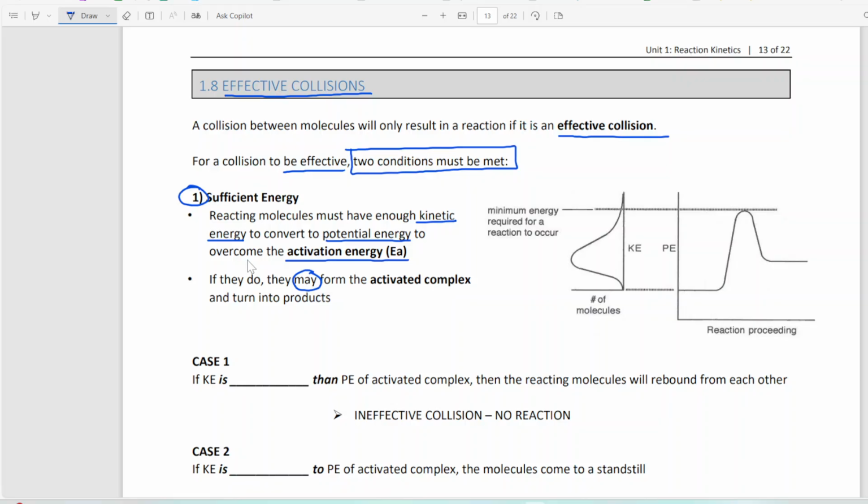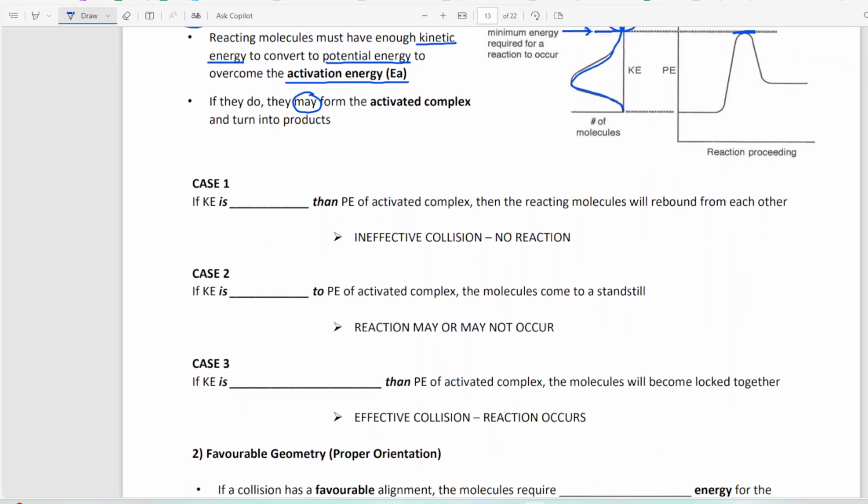So, making those two connections, right? If you have a kinetic energy distribution like this, where your minimum energy or your activation energy or your threshold energy is this high, you would have this many molecules that would have sufficient energy for successful collision. So, all of these molecules could reach enough potential energy to form the activated complex. Okay? So there's three cases that could happen.